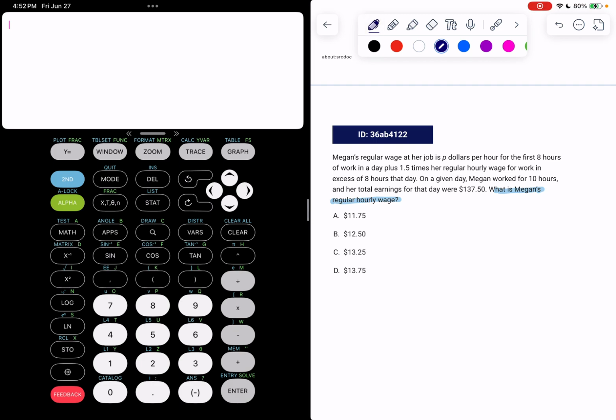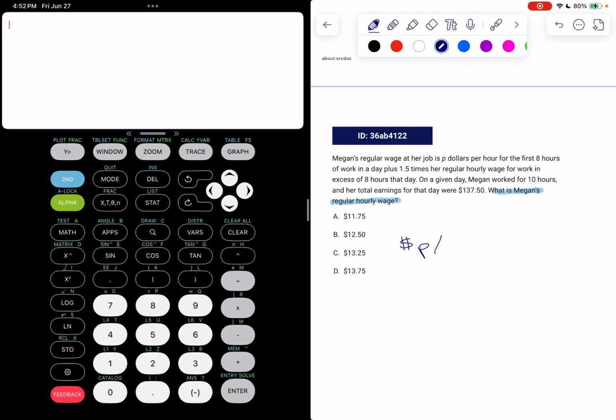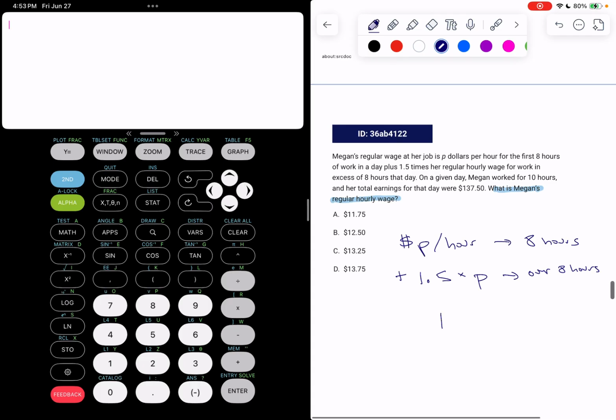She gets P dollars per hour for the first 8 hours, plus 1.5 times her regular hourly wage, which we know is P, for anything that's over 8 hours. On a given day, she worked for 10 hours, and she made a total of $137.50. That's her total amount.